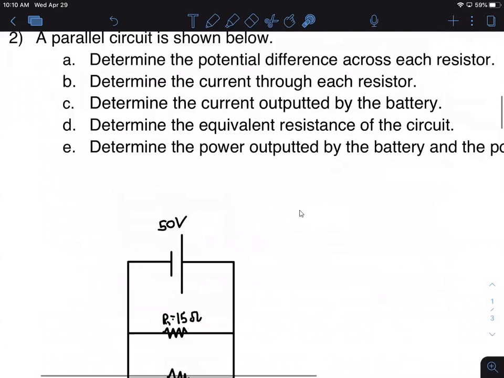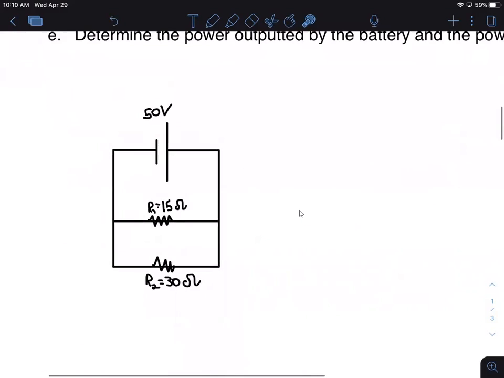Okay, we have a very similar situation here. We're asked to do the same things, except here the resistors are not the same. So let's do a quick 0 volts. It's going to be 50 volts because I have a 50 volt battery.